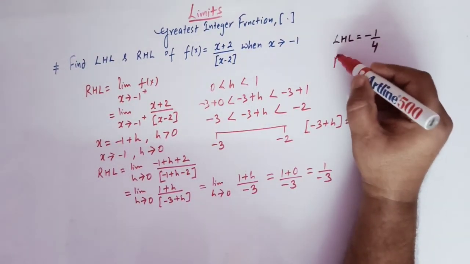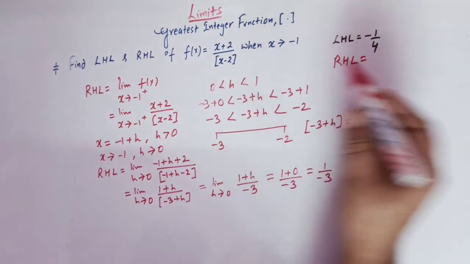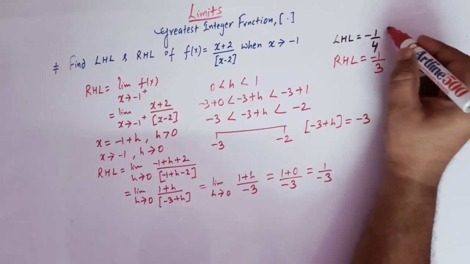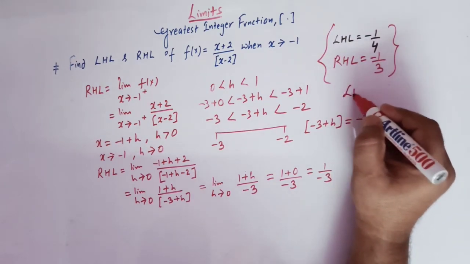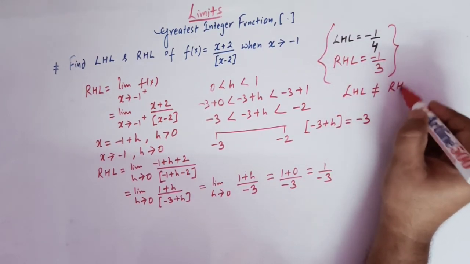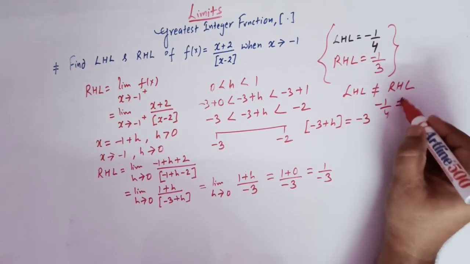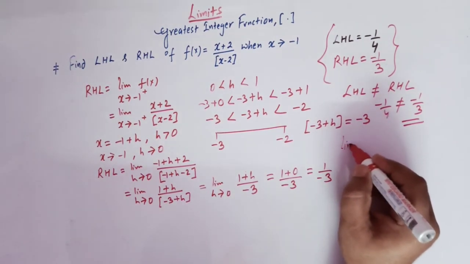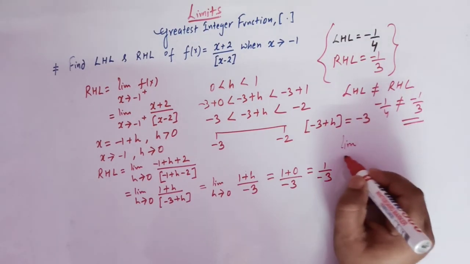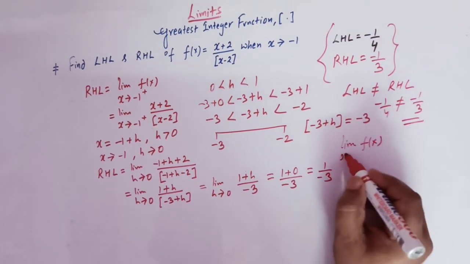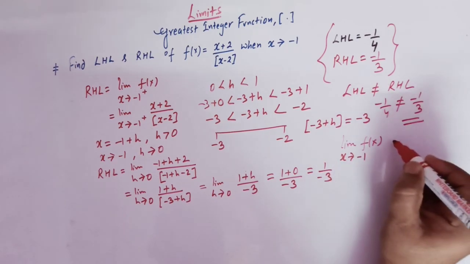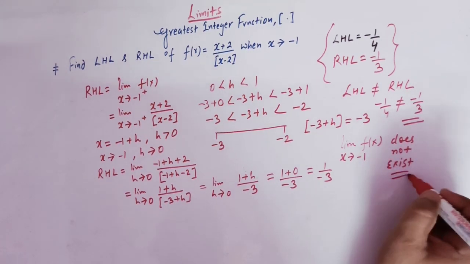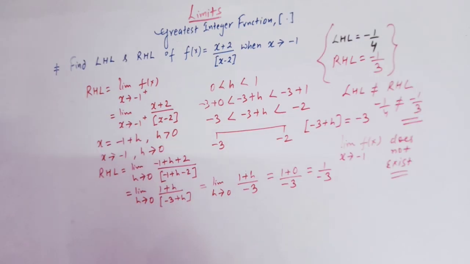So viewers, the right hand limit of this function is equal to minus 1 over 3, and we see that the left hand limit is not equal to the right hand limit, that is minus 1 over 4 is not equal to minus 1 over 3, and therefore we conclude that the limit of this function, that is f of x, when x tends to minus 1, does not exist, right? So this is how we solve this type of problems in limits.